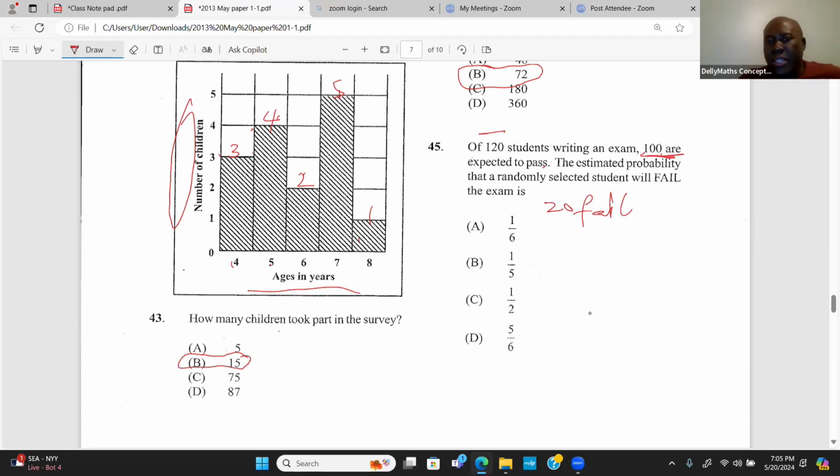It's 120. So the estimated probability that a randomly selected child will fail is going to be 20 out of the 120. Make sense? Because it's 20 who will fail. You could break it down and see what you get: 20 over 120 is 1 over 6. 1 in 6 will fail.